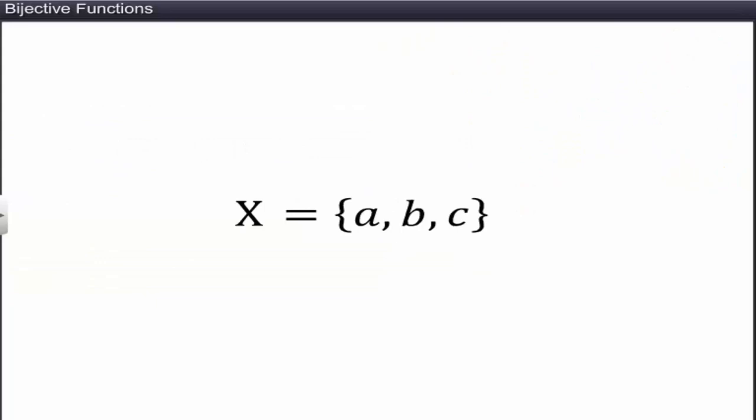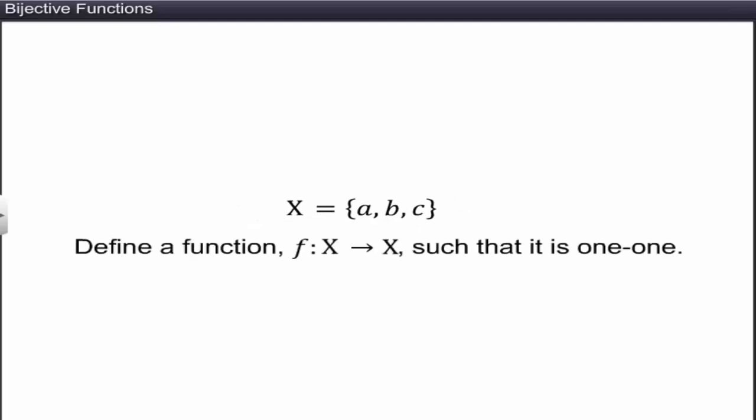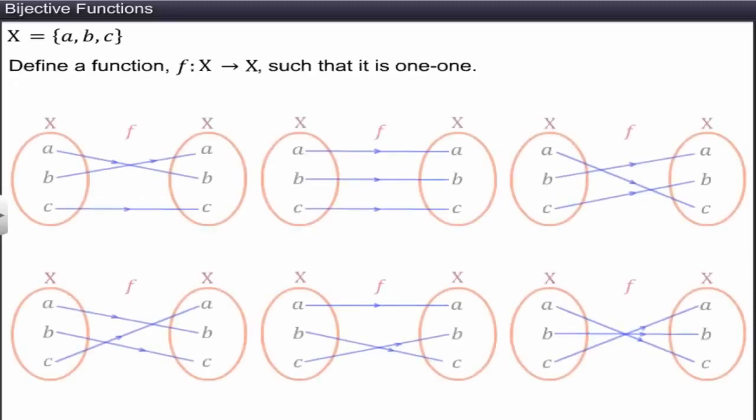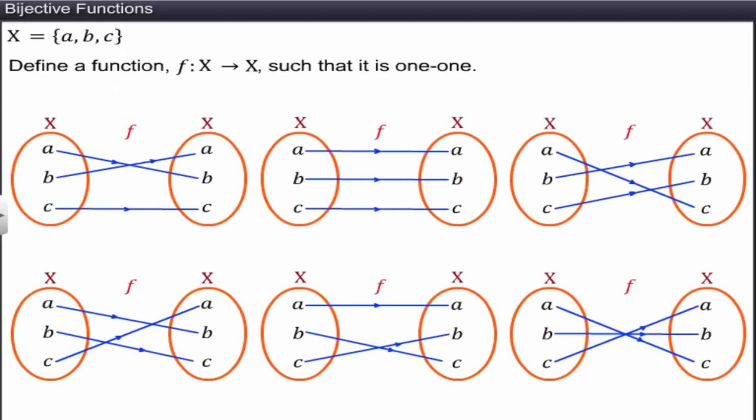Consider a finite set X with the elements a, b and c. Let us define a function f from X to X such that it is a 1-1 mapping. Then every element of domain X has its own unique matching element in codomain X. That is, two elements from the domain of f cannot point to the same member of codomain X.